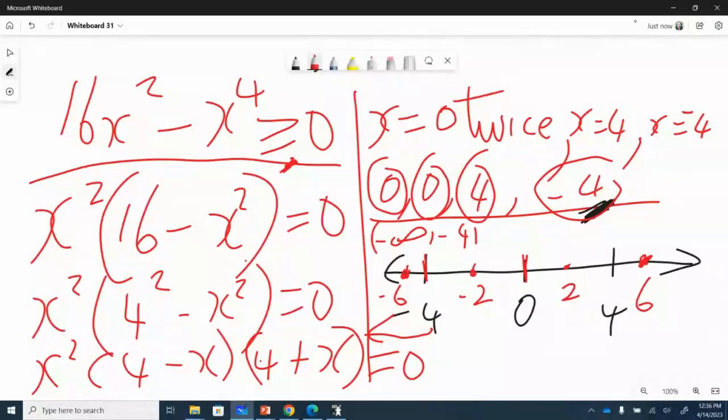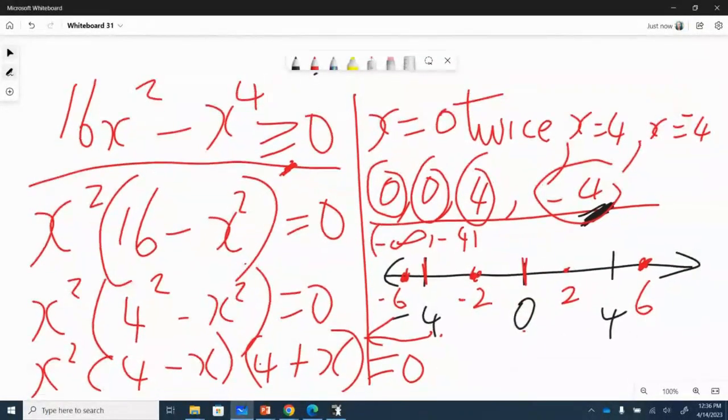Now, I will also pick a test point between negative 4 and 0. And I decided to pick negative 2. Is that clear? Yes. Good, good, good. Okay, and I will pick another test point between 0 and 4. And another test point between 4 and positive infinity. So I will test every interval. Is that okay so far?